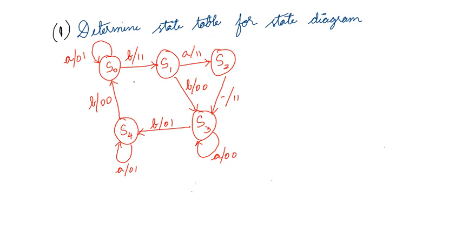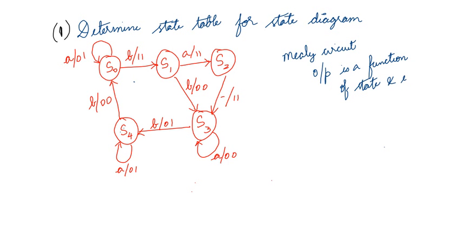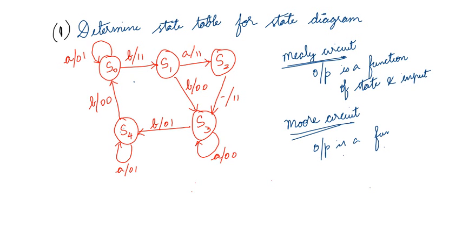We know what a Mealy circuit is. In a Mealy circuit, output is a function of state and input. And if you take a Moore circuit, output is a function of state only, not on inputs.